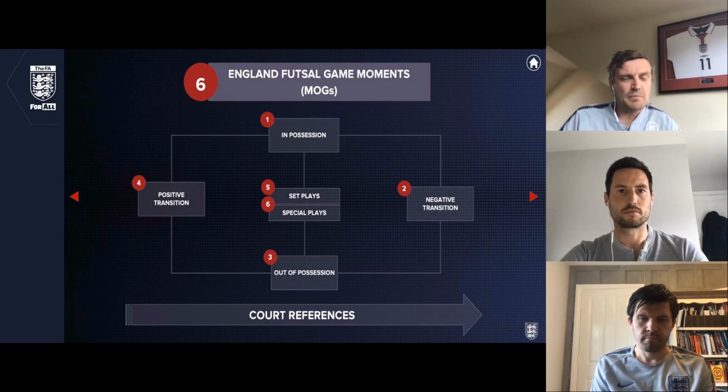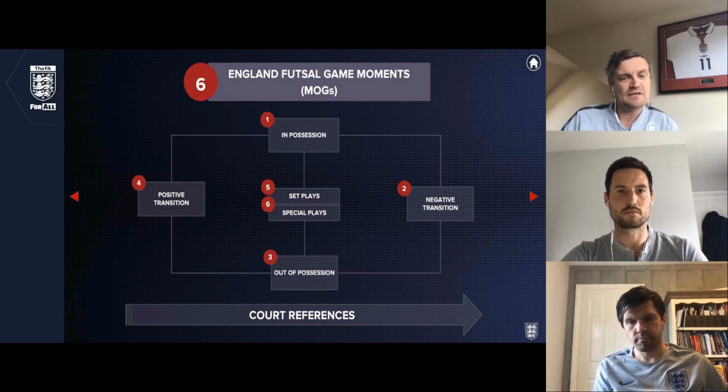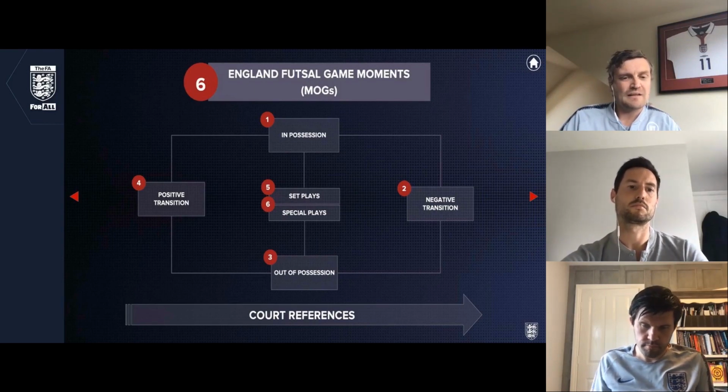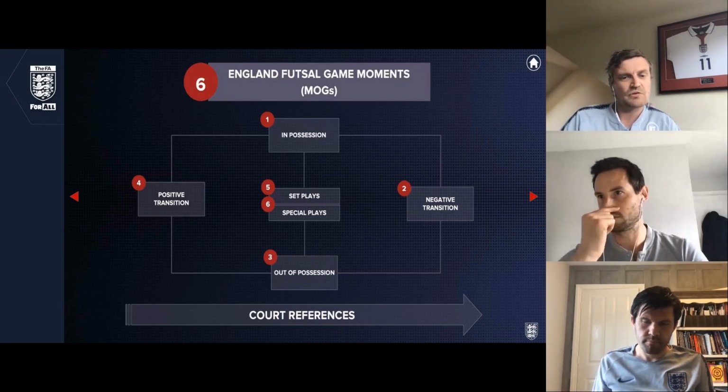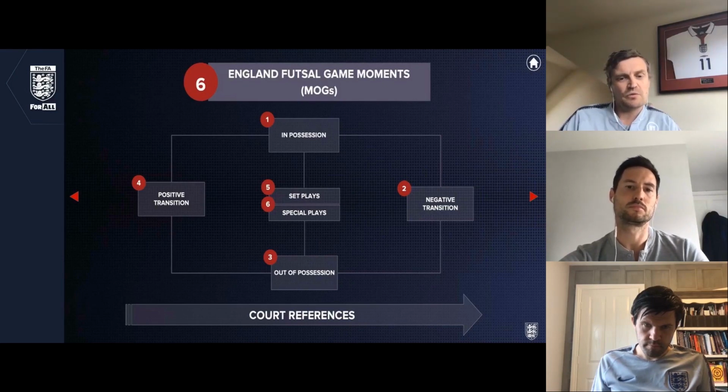And then we have set plays in and out of possession, but we also have something called special plays. This is when we can use the fly keeper in and out of possession, which is basically bringing an extra attacker on, or the keeper comes and plays. We have strategies and tactics around that. And also when we go a man down, we sometimes have to deal with a 4v3 or 3v4 situation. These moments can happen anywhere on the court: the back third, the middle third, or the attacking third, as we call them. And it's how we fit all of these game moments into it. So that gives us a good overview.